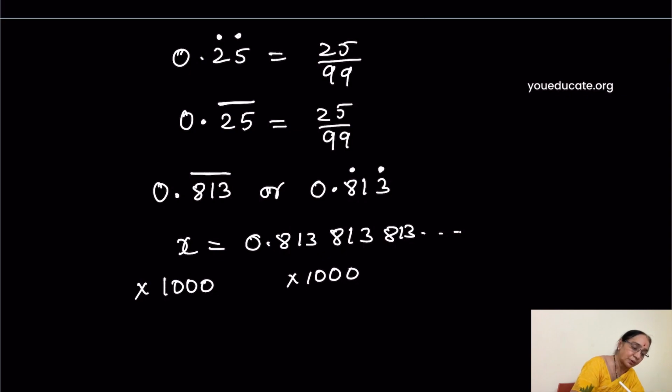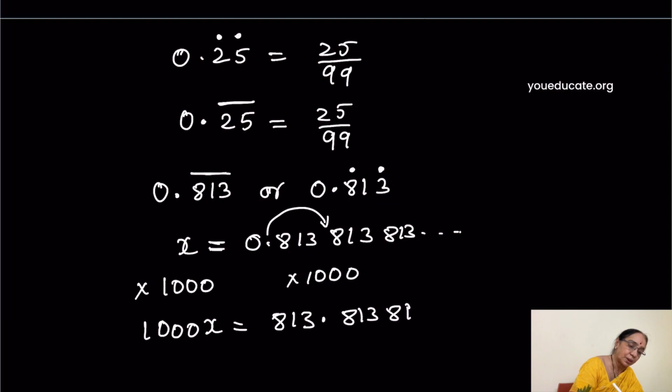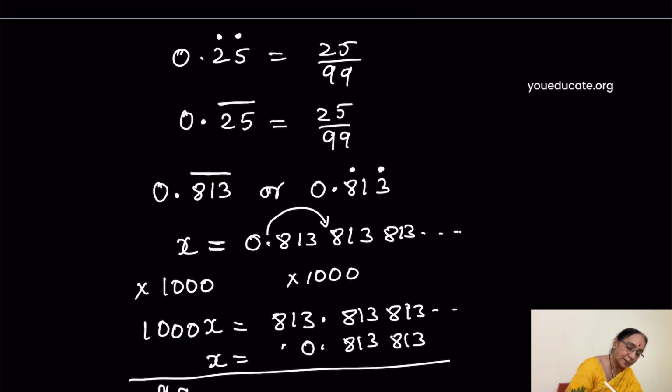Of course, whenever you have an equation, you add, subtract or multiply the same quantity on both sides so that you don't disturb the equation. So you have 1000x is equal to, now you can see that it moves over 3 places, 813.813813 and so on. Now you subtract the given number, that is 0.813813. Same procedure, 999x is equal to 813. So your given number is x is equal to 813 by 999.